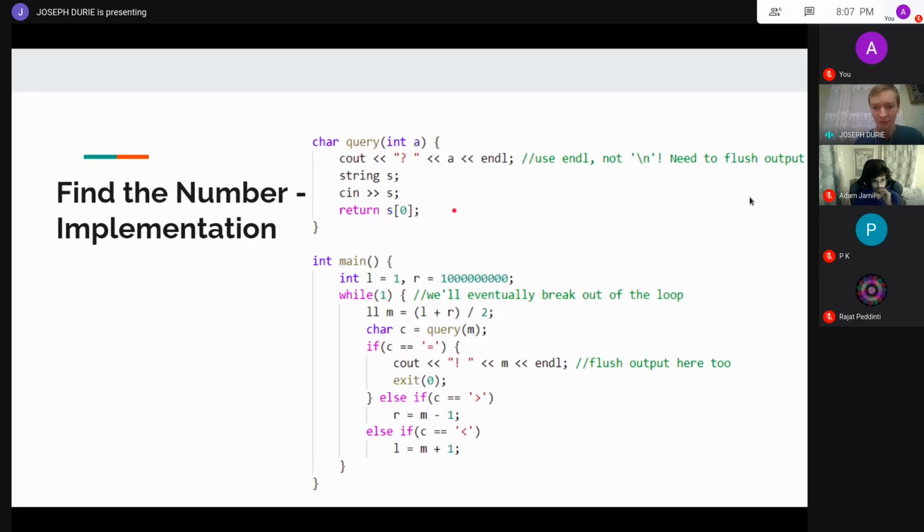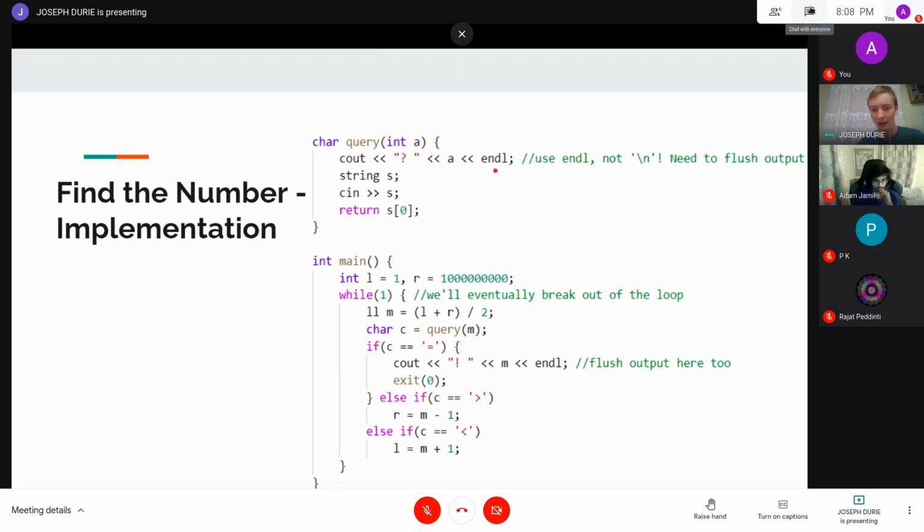Some other things, make sure you flush the output every time you print something. So here, after we print the question mark A, we want to use endl instead of the newline character, because endl will also flush your output. And it's usually a good idea to flush the output at the end too when you're printing the answer, because if you have multiple test cases or something, then that could mess with you.